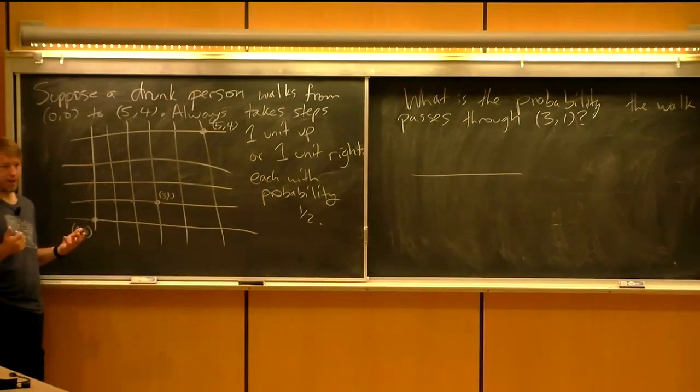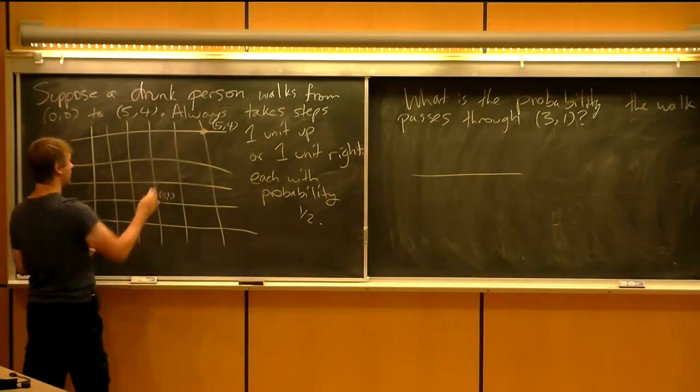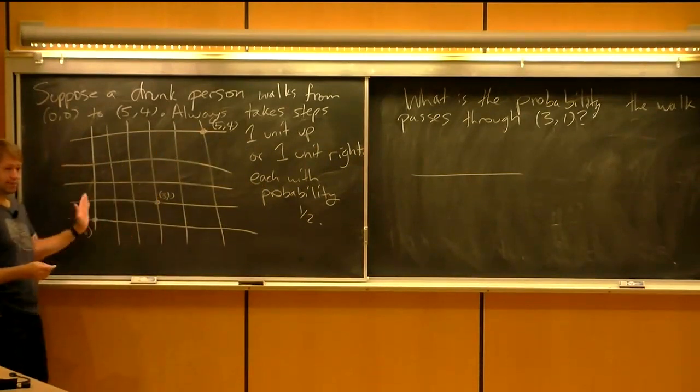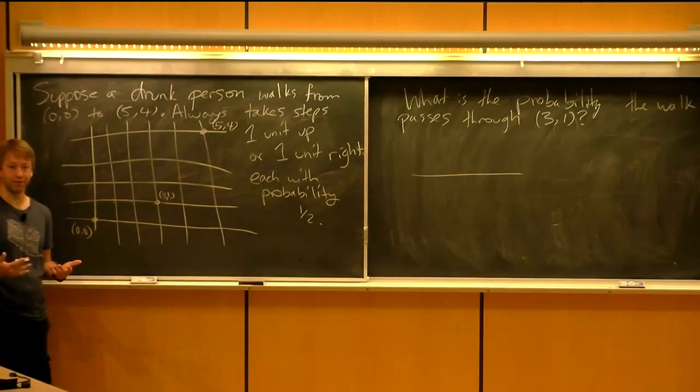So again, my answer is going to be a fraction, right? Basically, every way of walking from 0,0 to 5,4 by only taking steps up or right, all of those paths are possible, right? And they're all equally likely.